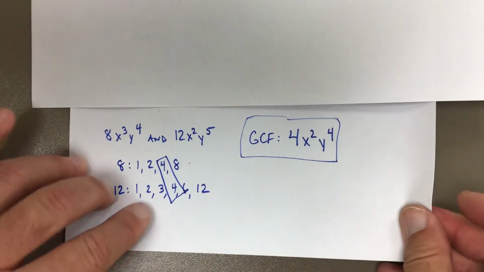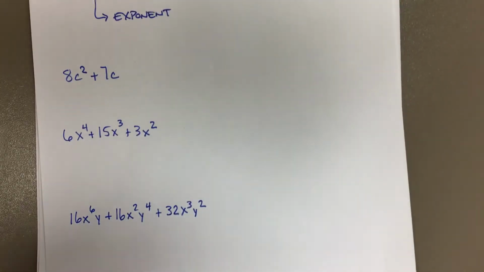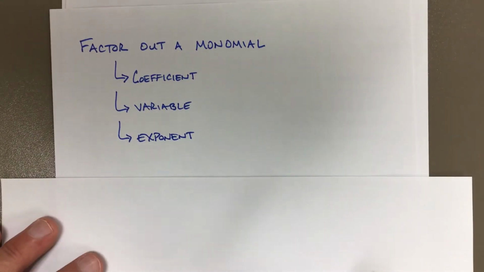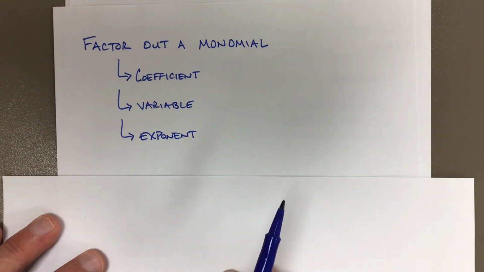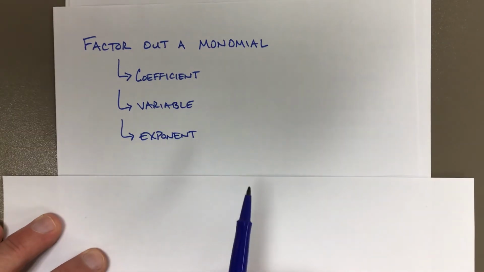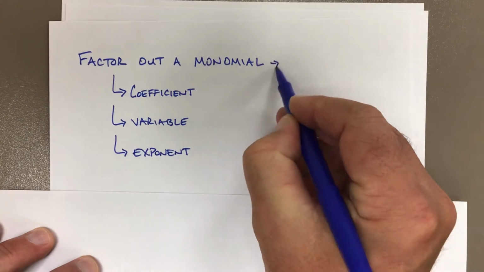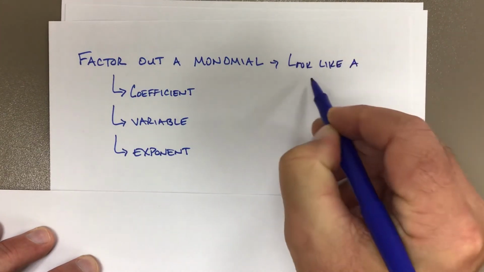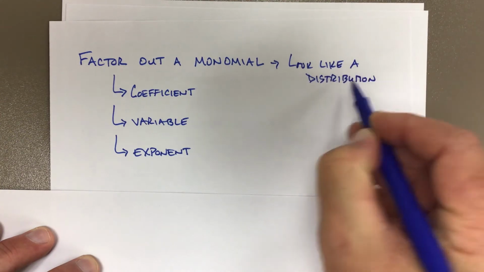All right, the second part is when we have to factor out a monomial. What we're going to do here is, if we have to factor out a monomial, we have to do these 3 things, sort of what we just did at the end there. But this time it's going to look like a distribution problem when we're done, right? That's what we're aiming for.